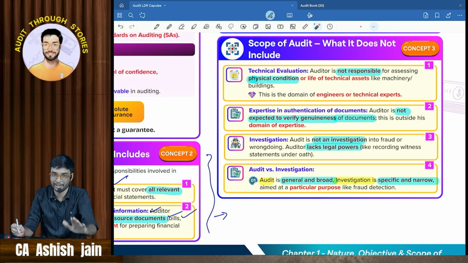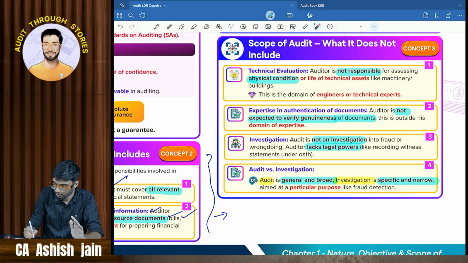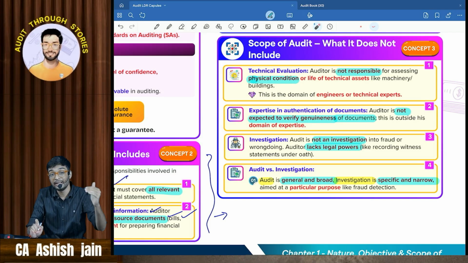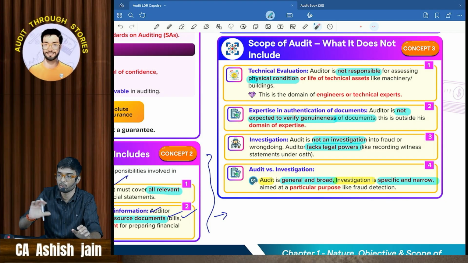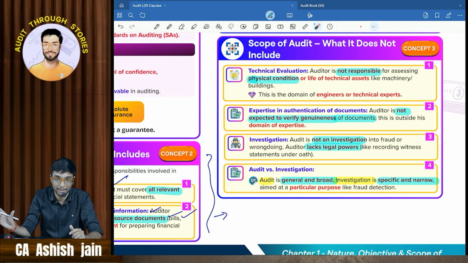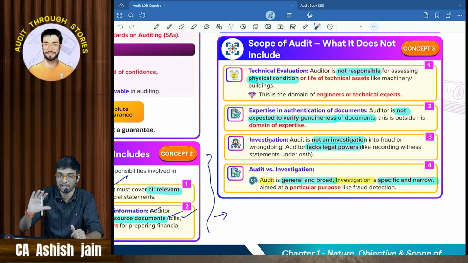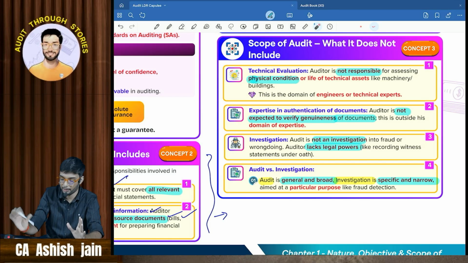Audit is actually not an investigation. Investigation is usually done in case of fraud. Audit is not an investigation into fraud or wrongdoing. In investigation, only fraudulent activities are being detected, and then in-depth checking and analysis is done, whereas in audit you will be doing things on a sampling basis, and you will be giving an opinion based on the sample drawn from the population.